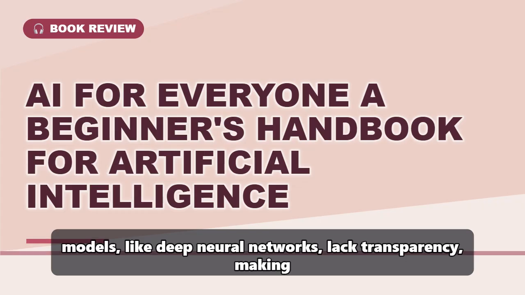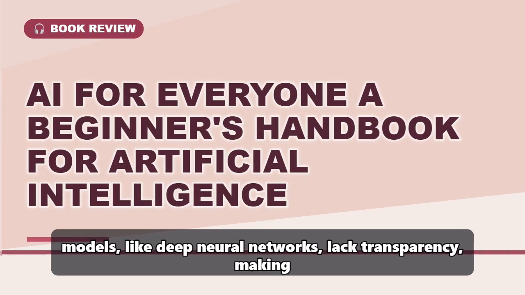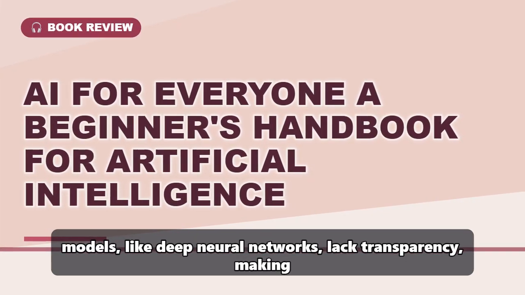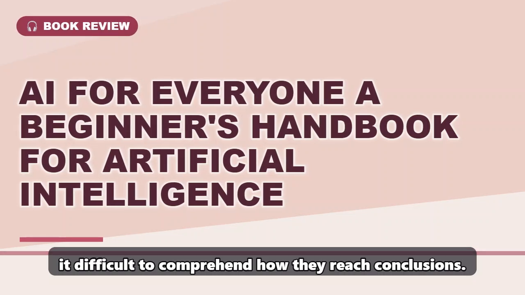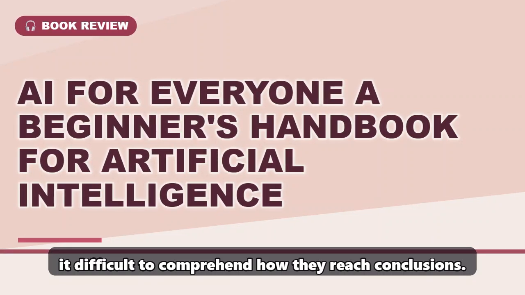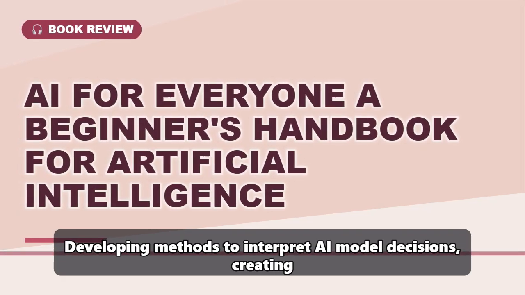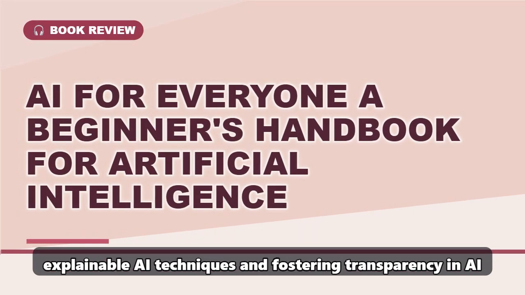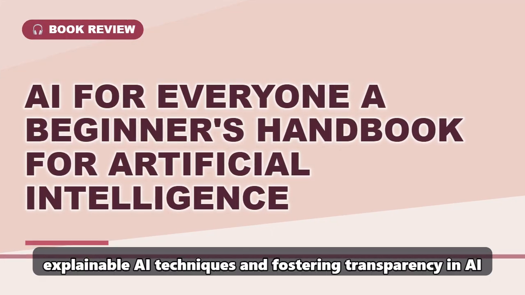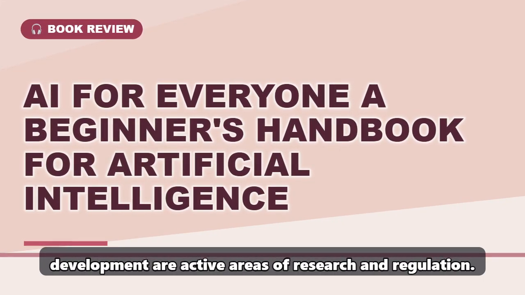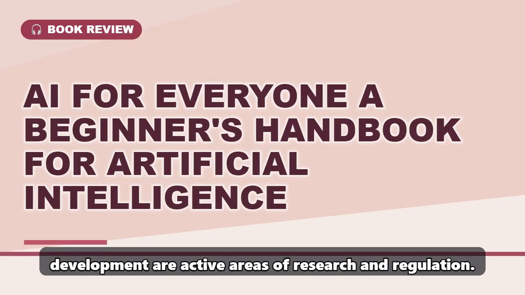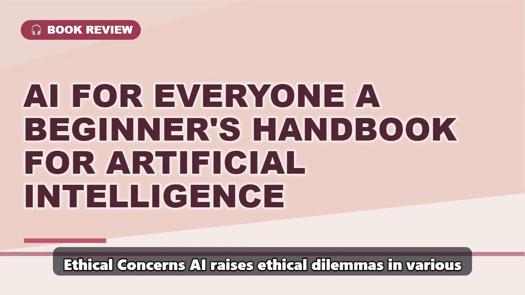Transparency and explainability. Many AI models, like deep neural networks, lack transparency, making it difficult to comprehend how they reach conclusions. Developing methods to interpret AI model decisions, creating explainable AI techniques and fostering transparency in AI development are active areas of research and regulation.